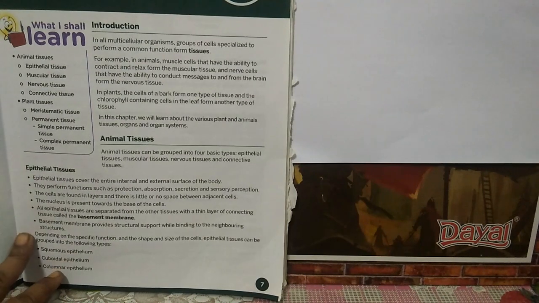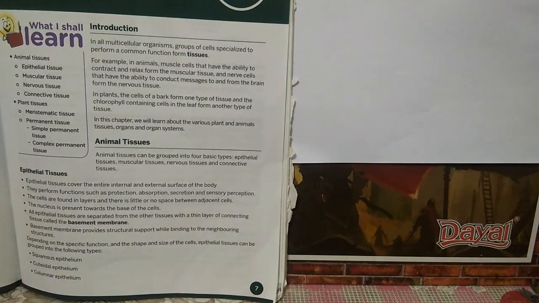It is a group of cells specialized to perform a common function. A number of cells together performing a function is known as tissue. In this lesson we will learn animal tissue and plant tissue together. First we will go with animal tissue.